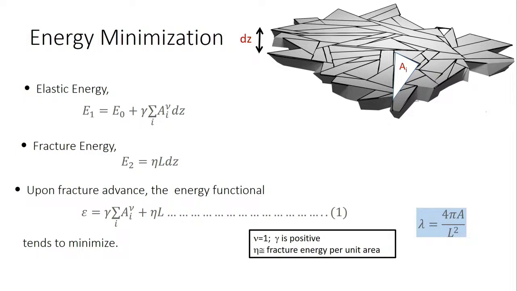And fracture energy, that means to open up a face, you just calculate the total length times dz, which is the total amount of fracture space opened up, and eta is the fracture energy per unit area. Therefore, per unit length you can write the energy functional like this, in terms of lambda, our shape parameter, because it was defined like this.